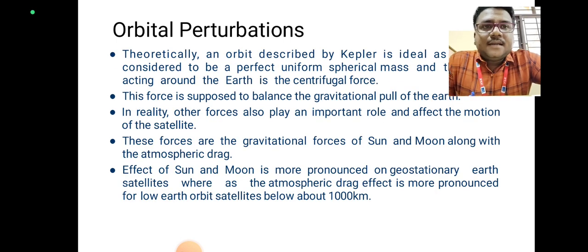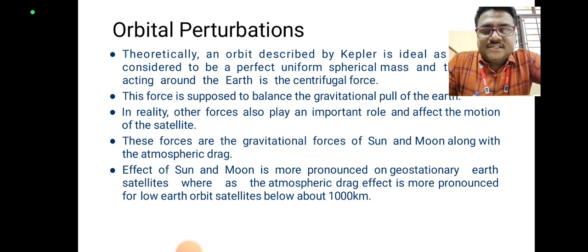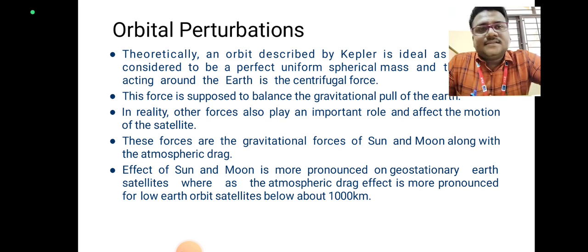Next is orbital perturbation. Perturbation is nothing but the external disturbances which affect the motion of the satellite in space. The disturbances may be because of the gravitational force of the sun, the moon, and other meteorite impacts, or disturbances by some other scrap satellites. So these are the main conditions which affect the motion of the satellite.